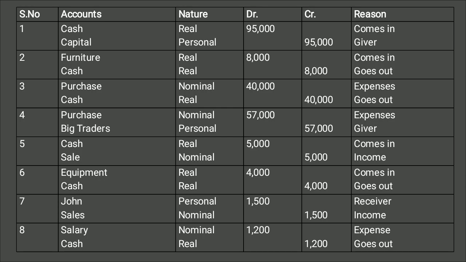So once when you start your business, cash and machinery will come in the business. So that's why we have to debit cash and machinery. And capital, that is personal account, and the rule for personal is debit the receiver, credit the giver. So that's why we have to credit our capital because of the personal account. So on. In this way you can solve your numericals of this chapter. Okay, so in the next we will discuss a different topic.